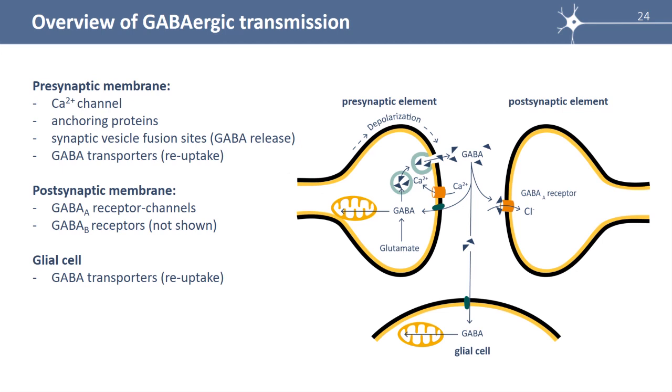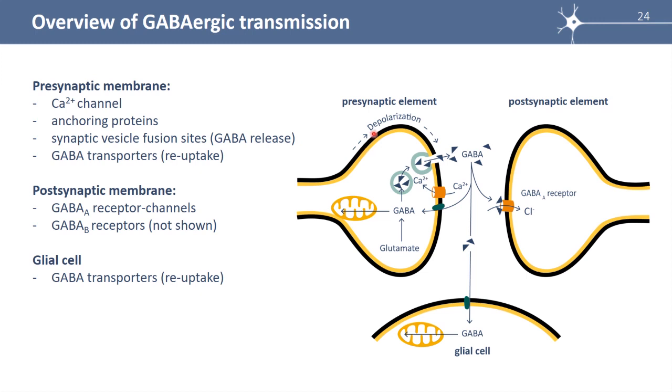The GABAergic synapse. You have here the presynaptic element, an axon terminal, the synaptic cleft, the postsynaptic element, which can be a dendritic spine or a patch of dendritic membrane, or a somatic membrane also, and here a glial membrane.